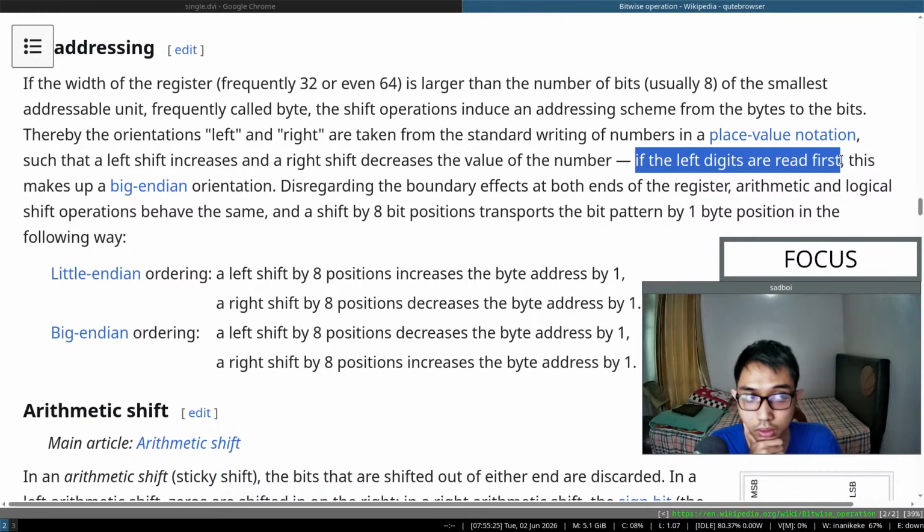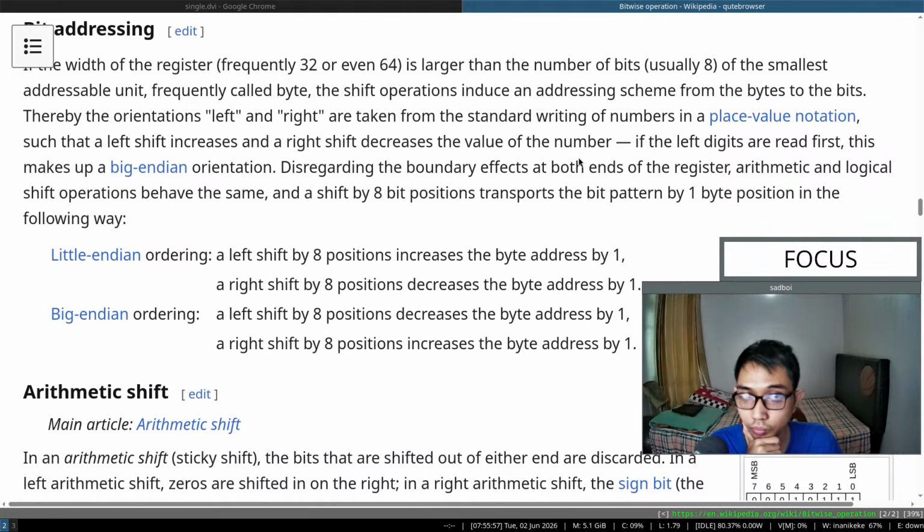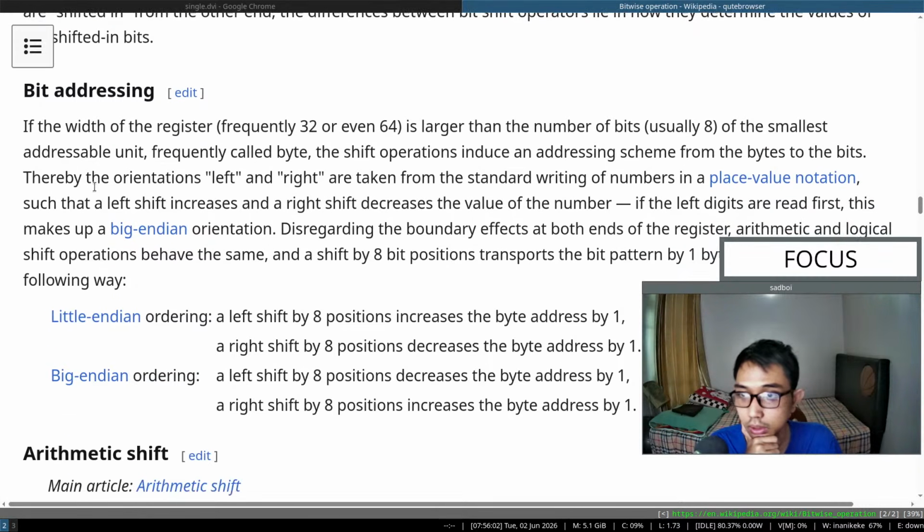If the left digits are read first, this makes up a big endian orientation. The order in which bytes within a word data type are transmitted over a data communication medium or addressed in computer memory, counting only byte significance. Bit addressing.